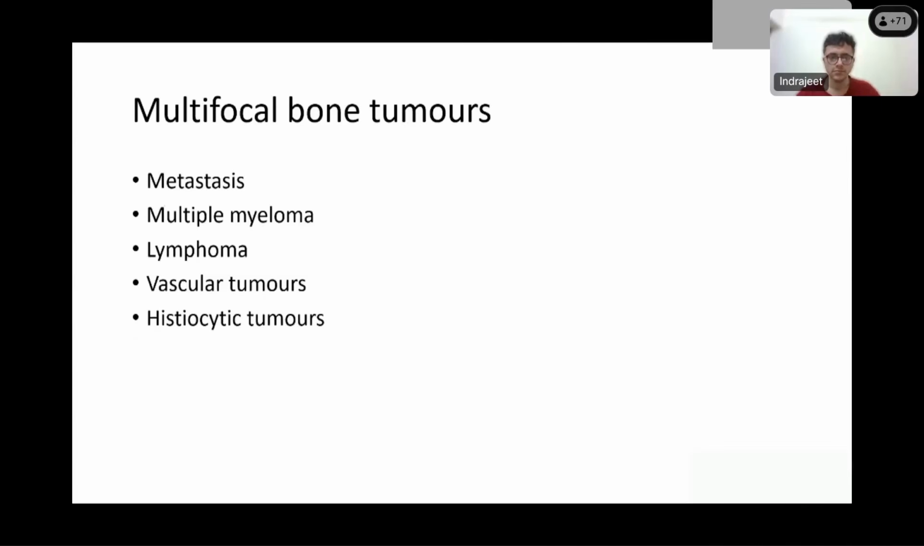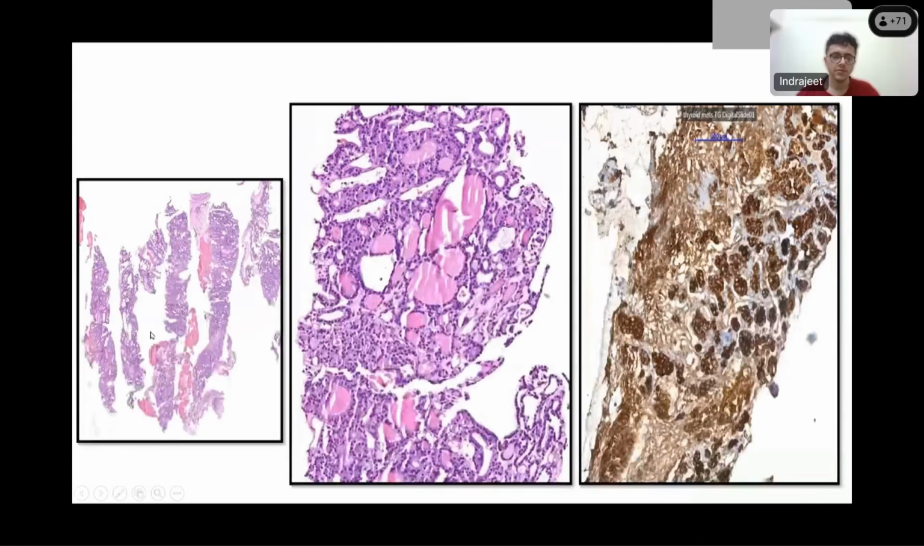So, a quick reference to multifocal bone tumors. When it comes to multifocal bone tumors, the radiologist would utter two words in one sentence in a single breath, and that is metastasis, myeloma. They really like to call them met-myeloma. Yes, multifocal lesions, but there are other lesions which can be multifocal: lymphomas, vascular tumors, histiocytic lesions.